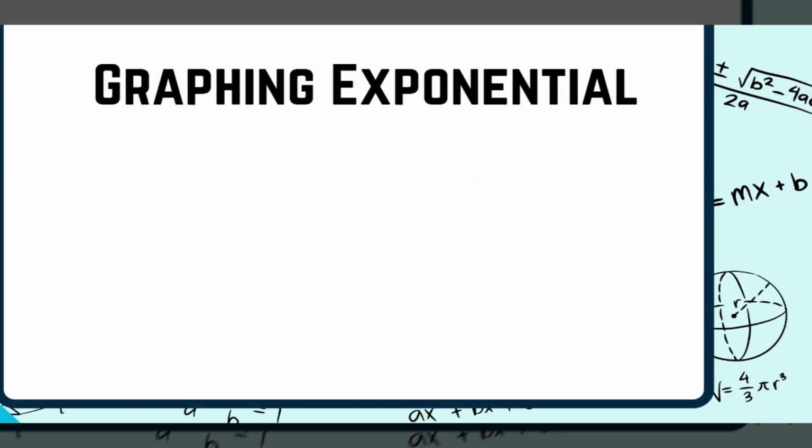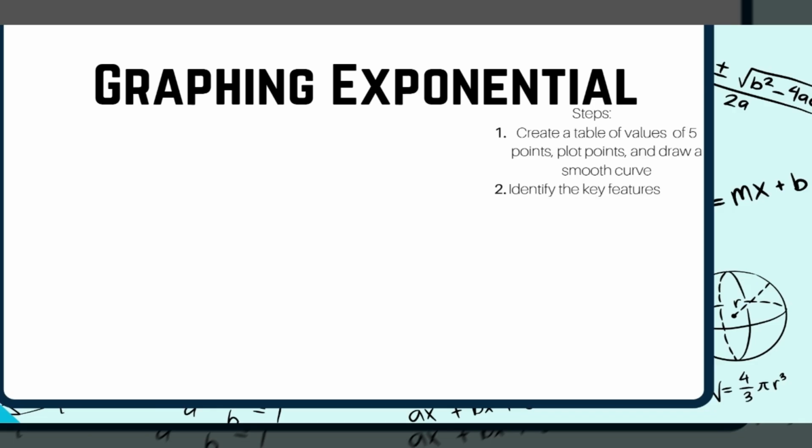When we graph, we always start by creating a table of values using the parent function. Then we apply the transformations. Once I have these numbers, I will simply plot the points and draw a smooth curve. Let's try to do an example problem.